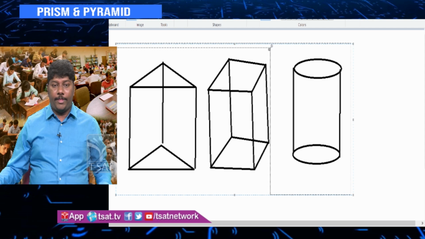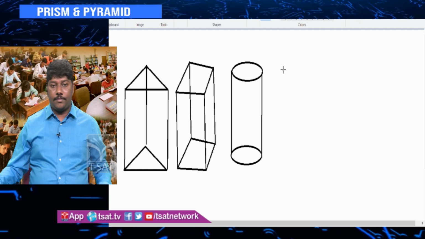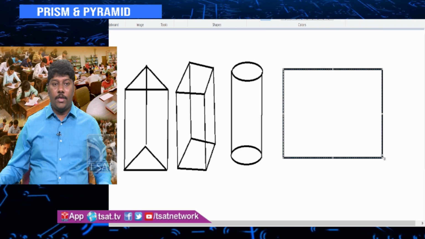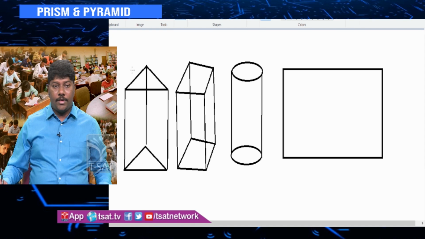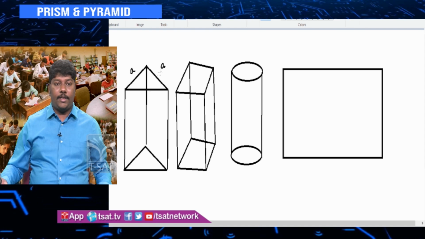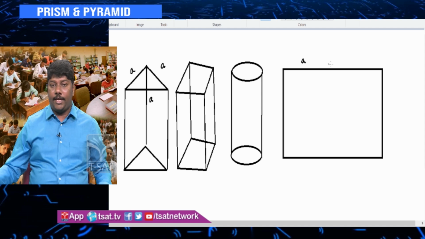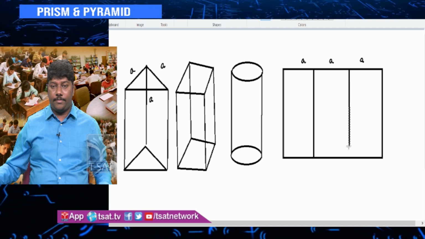See what happens if I cut any of these figures and open it. If I cut and open it, it forms a rectangle like this. Suppose I am taking an equilateral triangle, so it is A and A and A. If you cut it at any edge and open it up, it becomes A plus A plus A. It appears like this.